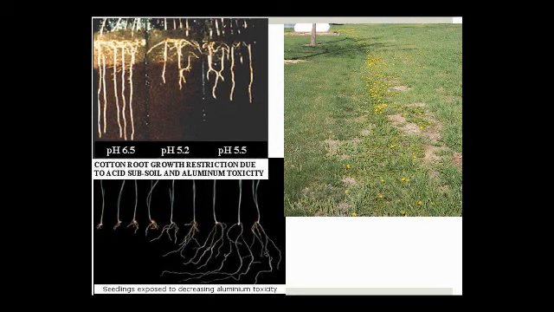Corner, you see a picture that shows the effect of pH on cotton root growth. And as you can see, as the pH decreases, there is a reduction in root growth of the cotton plant. In the lower left picture, you can see that as the aluminum toxicity decreases, the root growth increases. And finally, on the right side of the screen, you see a picture that is actually divided in half.